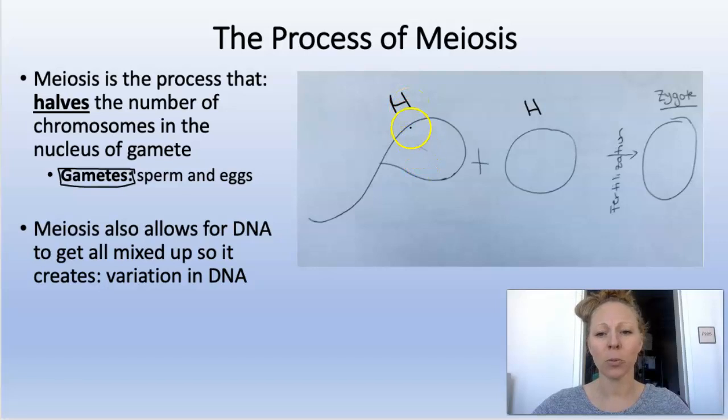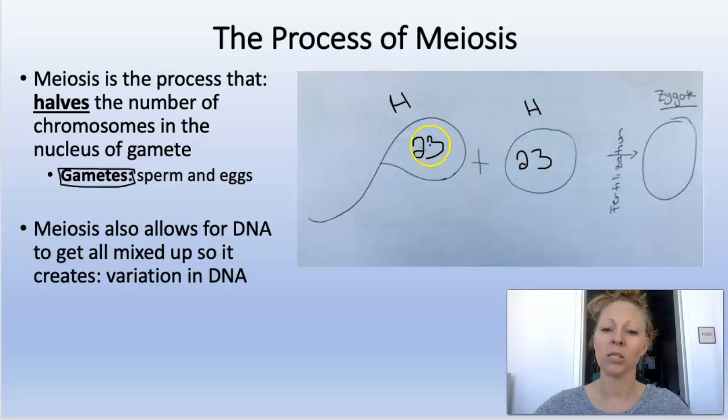And so our sperm and eggs have 23 chromosomes. So 23 and 23. So we go through a process that takes a regular body cell that has 46 chromosomes, and we cut the amount of DNA in half. And so why do we do that?